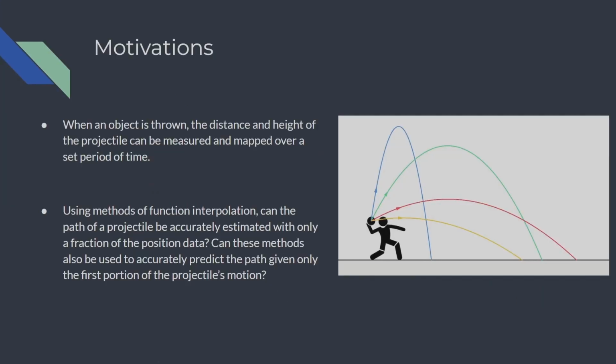So to start off, we'll talk about our motivations for this project. When an object is thrown, the distance and height of the projectile can be measured and mapped over a set period of time. Using methods of function interpolation, we wanted to know whether we can accurately estimate the path of the projectile with only a fraction of the position data. And then we also wanted to know if we can use these methods to accurately predict the path given only the first portion of the projectile's motion.